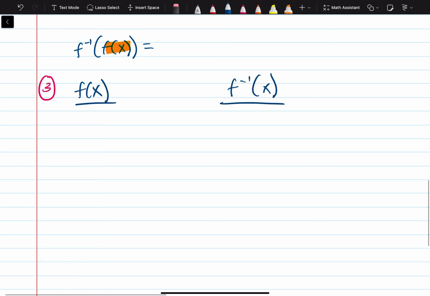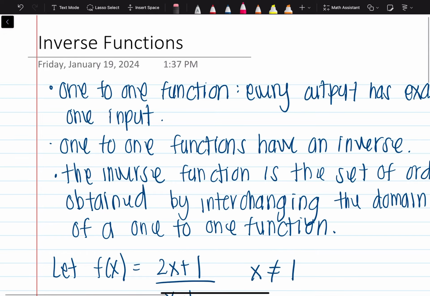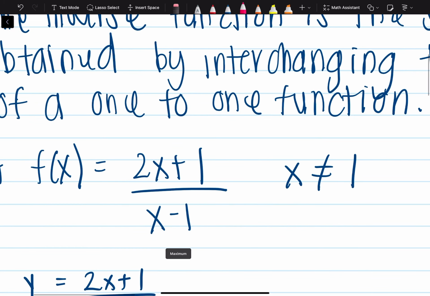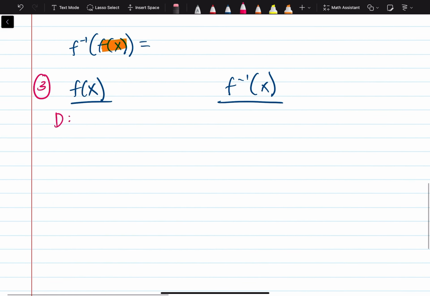Okay, so let's start with the original function. So what was the domain of our original function? Well, in this original function, remember, it was given to us. X could be anything you wanted but +1, because if you substitute in +1, you get 0. So the domain of f of x is x such that x cannot equal +1.